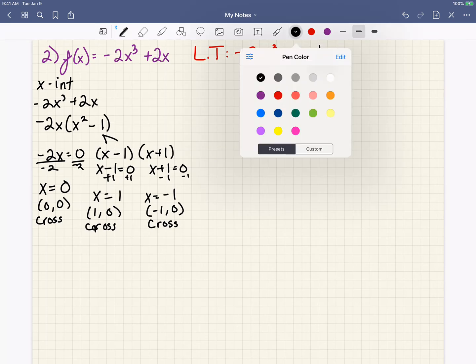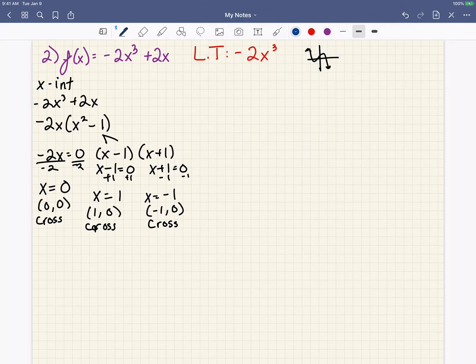I think I have enough space. I'm going to use a different color for the y-intercept. That's setting x to 0, so y equals negative 2 times 0 cubed plus 2 times 0, which is just going to be 0, 0. So just like the last one, the y-intercept is still 0, 0.